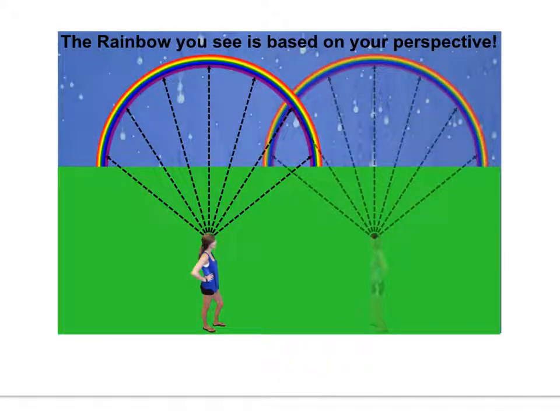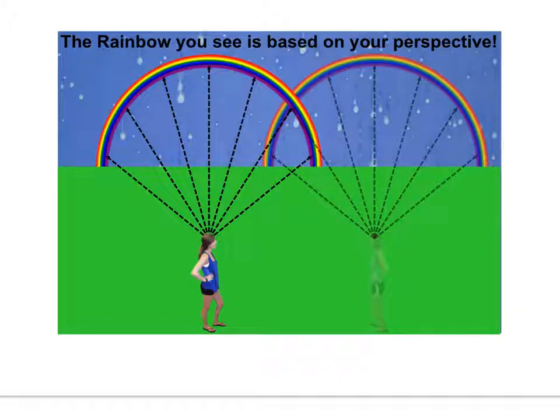On the one hand, that's a little disappointing because if you move, the rainbow you see moves with you. So we can never really get to the end of the rainbow because it shifts along with us. But it also means that anytime you see a rainbow, that rainbow is unique to you and your perspective.